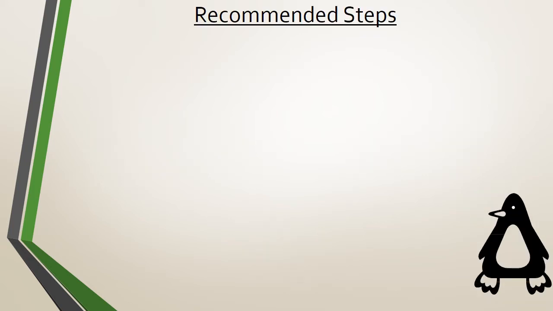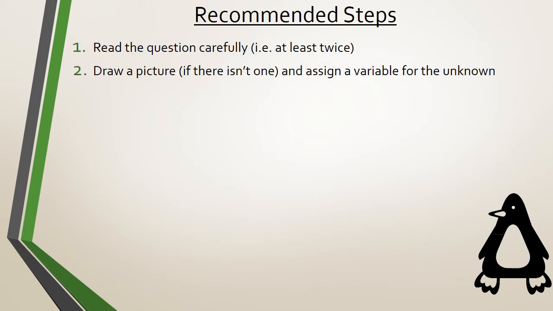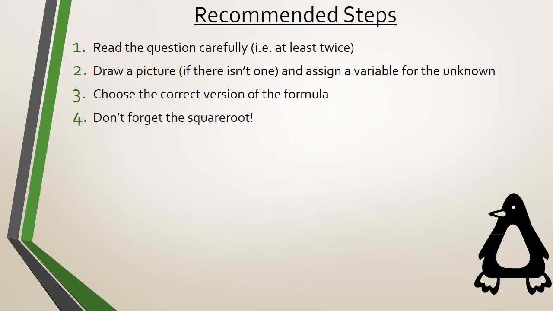The steps I recommend you take in solving a Pythagorean problem are: read the question carefully at least twice, draw a picture if there isn't one and assign a variable for the unknown side, choose the correct version of the formula, either the hypotenuse version or the short side version, don't forget to take the square root at the end, and make sure you've answered the question that you were asked.